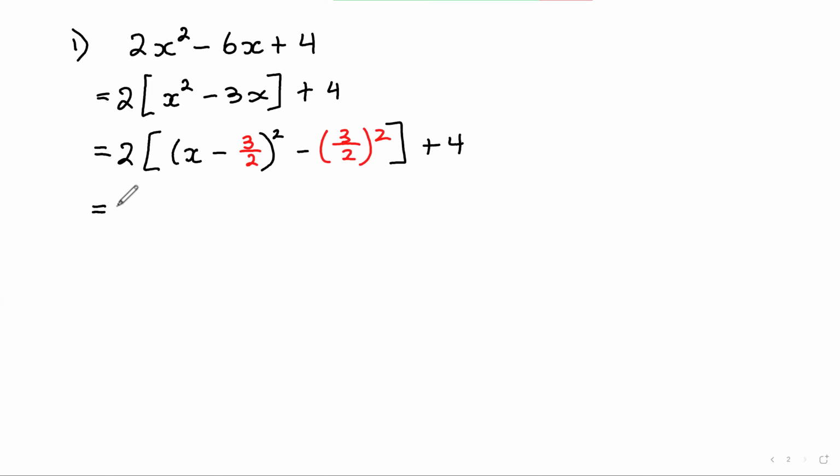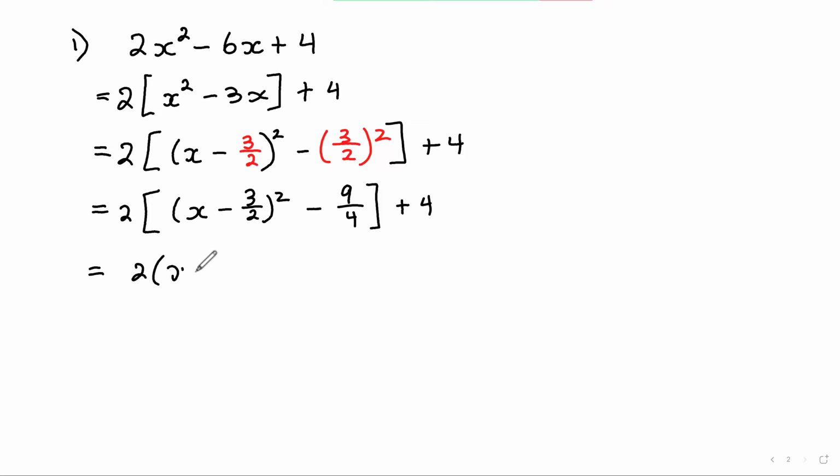And now you simplify. So we're simplifying within the brackets. We'll have x minus 3 over 2 squared minus, when you are squaring a fraction, you square the numerator and the denominator. So you'll say 3 squared is 9, 2 squared is 4. You close your brackets, plus 4. And then now I'm going to remove the brackets by multiplying throughout by this 2. So this would just give me 2 by x minus 3 over 2 squared. And then 2 times 9 over 4.